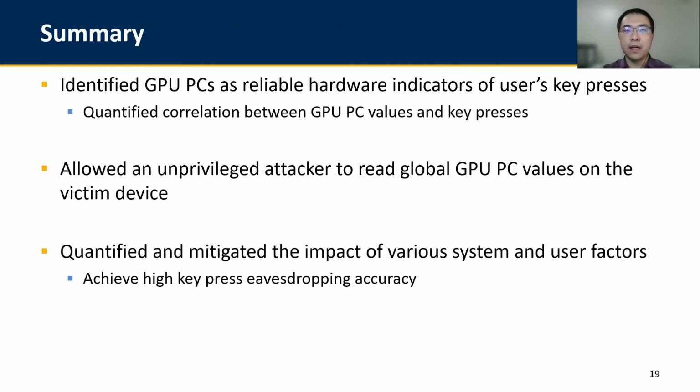To summarize, we identified GPU performance counters as reliable hardware indicators of users' key presses and quantified the correlation between GPU PC values and key presses. We also designed a system to allow an unprivileged attacker to read global GPU PC values on the victim device. Finally, we quantify and mitigate the impact of various system and user factors to achieve high key press inferencing and eavesdropping accuracy.